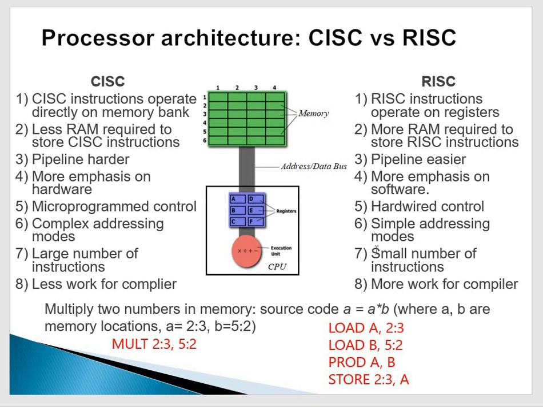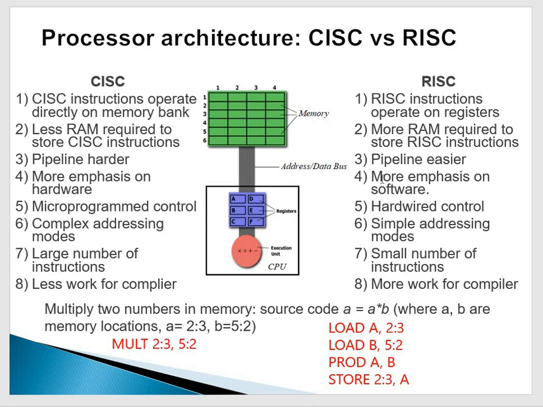Okay, so next is less work for the compiler. What is the role of the compiler? The compiler is used to compile each and every instruction. So if a processor has a large number of instructions, meaning different instructions will be there to perform the different operations, naturally the job of the compiler will be less as compared to a processor which has a small number of instructions, meaning the instructions will be used to perform more operations. So more work is required for the compiler.